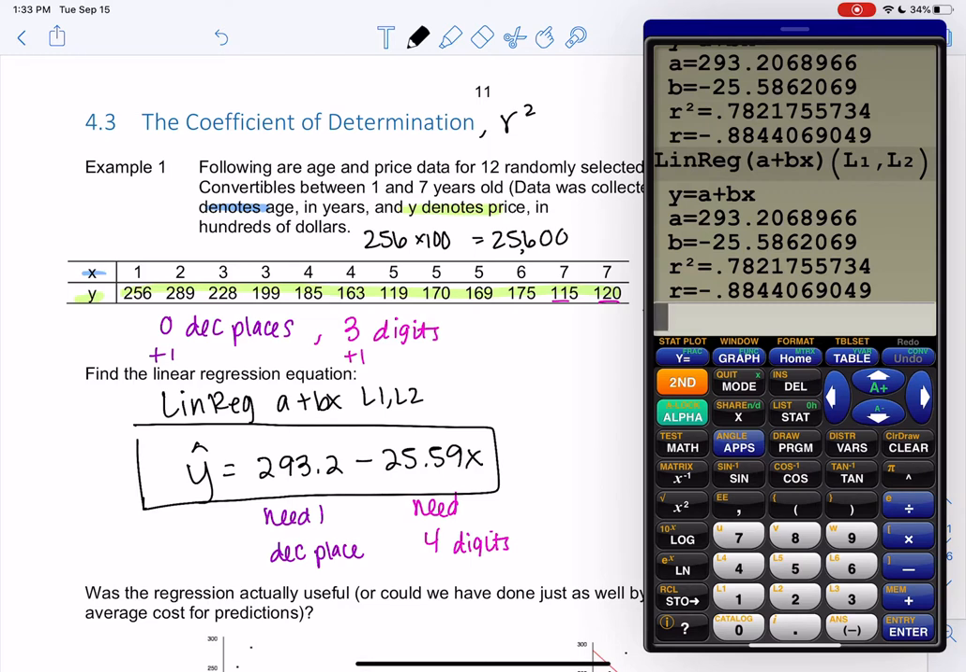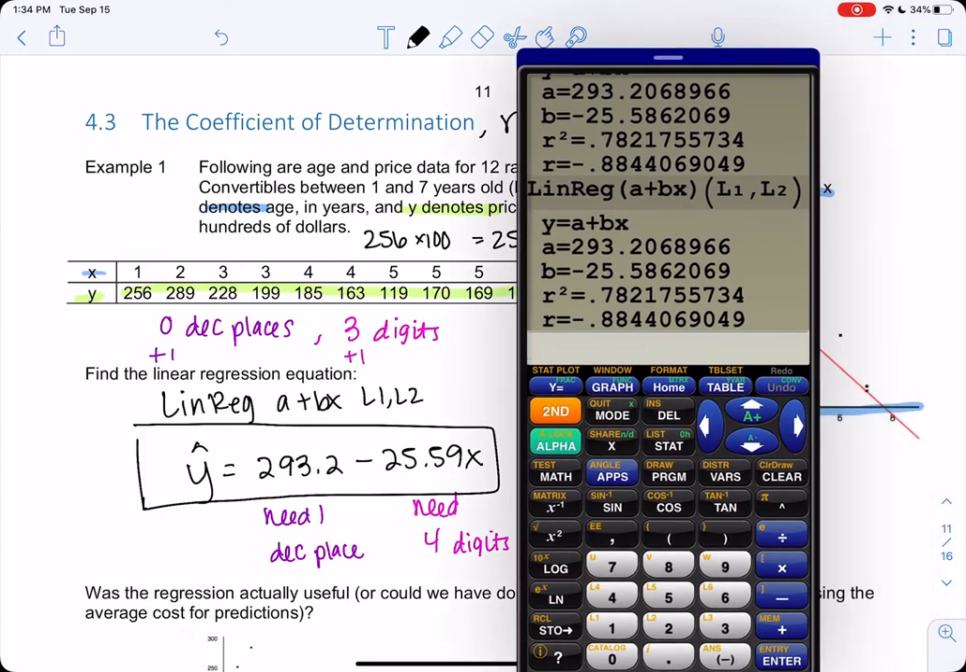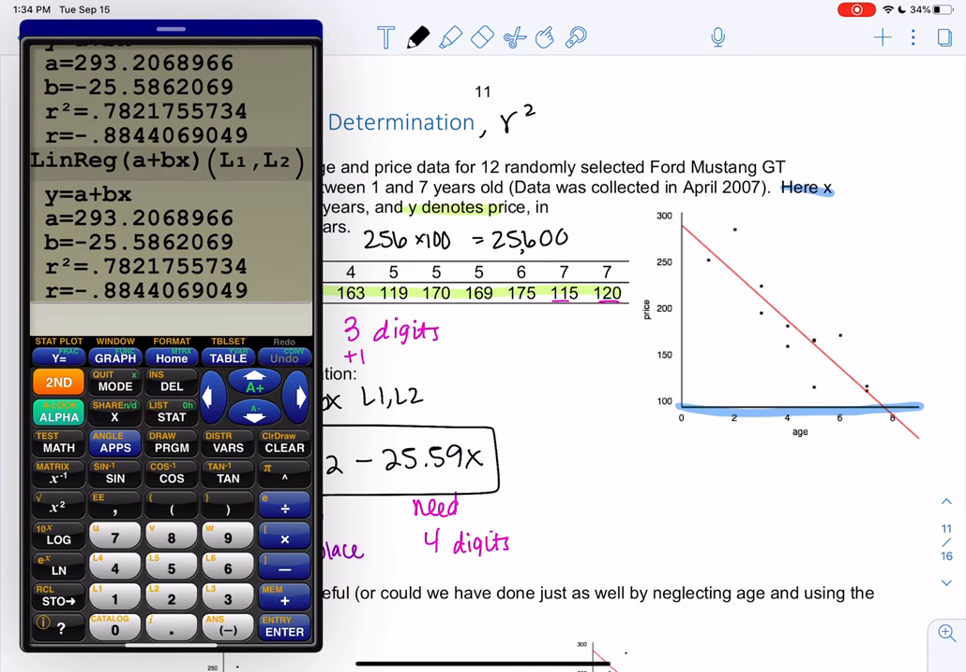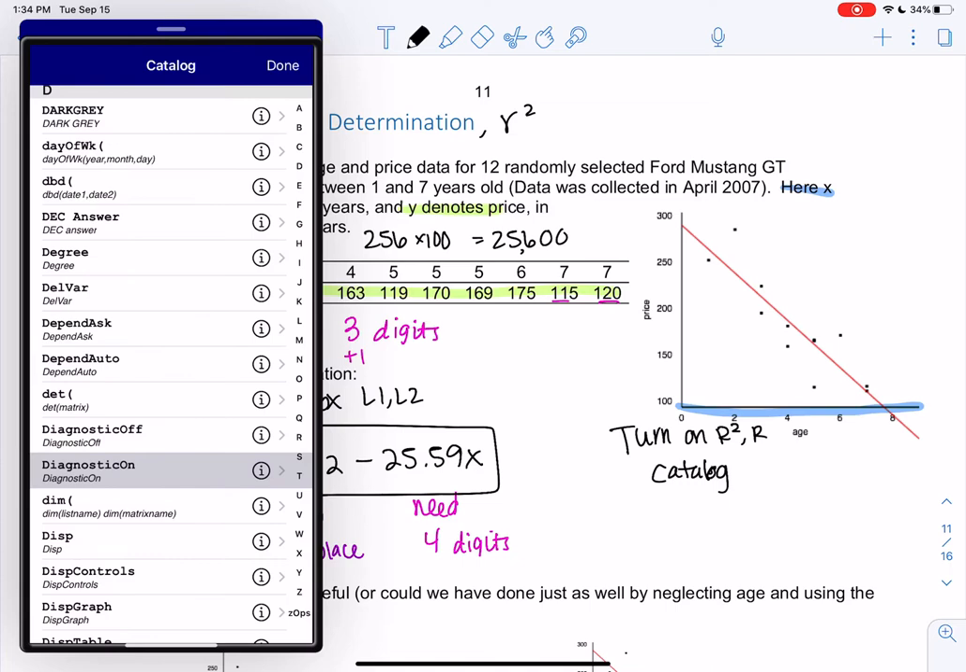If you can see r and r squared on your calculator, great. You don't have to do anything. If you do not have those, I'm gonna tell you how to turn them on. You only have to turn them on once, and then you don't have to go through this process again. So what you're gonna do is hit the button that says catalog, which is at the bottom. It's second 0.